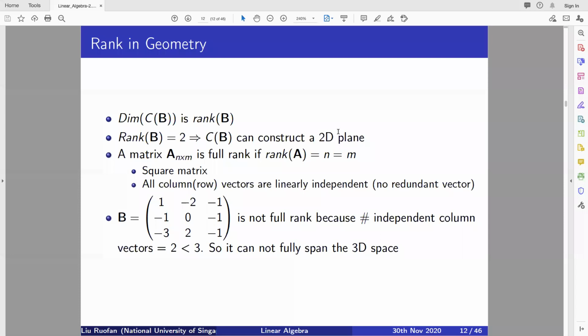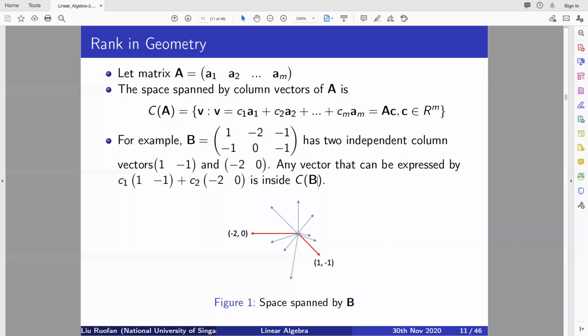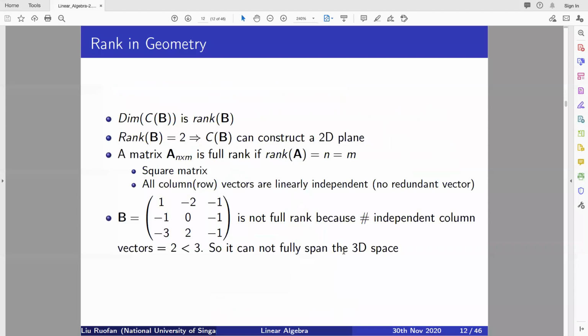So we can verify that any vector inside this two-dimensional space can be decomposed into a linear combination of (-2, 0) and (1, -1). A matrix A is full rank if it is a square matrix and all the column vectors are linearly independent. For example, the B here is not full rank because the number of independent column vectors is 2, less than 3, so it cannot fully span the three-dimensional space.